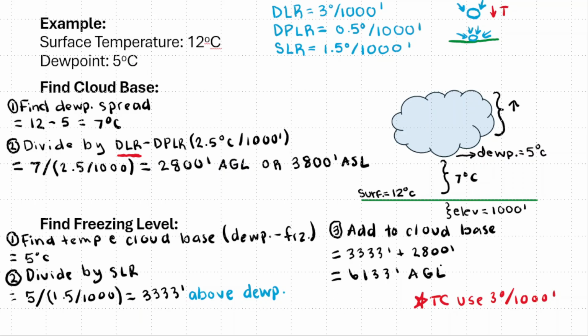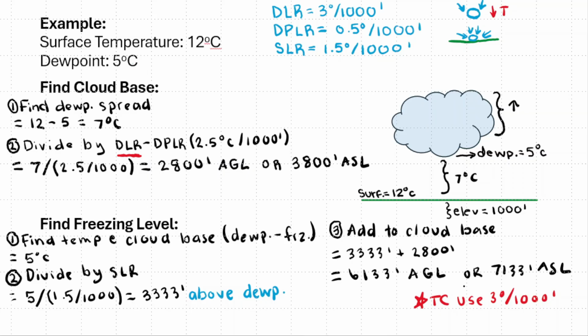Whereas if you wanted to find it in ASL, we would add the 3,333 feet to our cloud base ASL, right? If we calculated that, we would get 7,133 feet ASL. Okay, so that's literally it for finding the cloud base and for finding the freezing level.